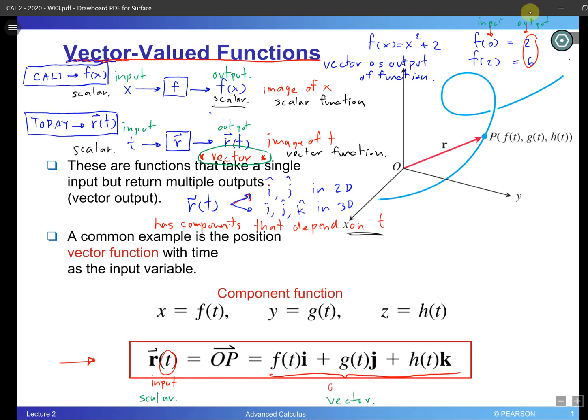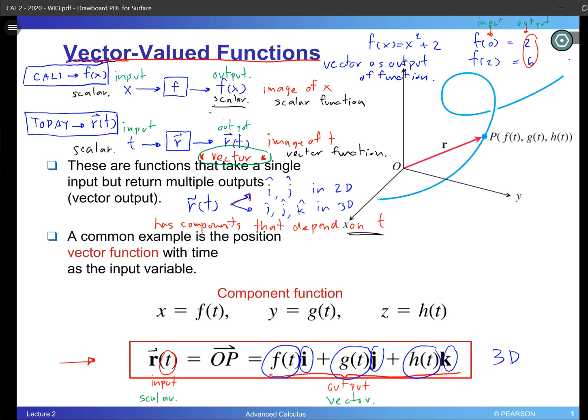The output, as I told you before, must have components that depend on t. So let's take a look at the components of this R of t. As you can see here, we have i component, j component, and k component. This means that we are working in 3D space. And let's take a look at the detail of each component. So here you have this f of t as the value for the i component, g of t for the j component, and h of t for the k component. As you can see here, they use different functions for each component. What this means is that each component is going to change differently and independently when it comes to different values of t. So make a note here.